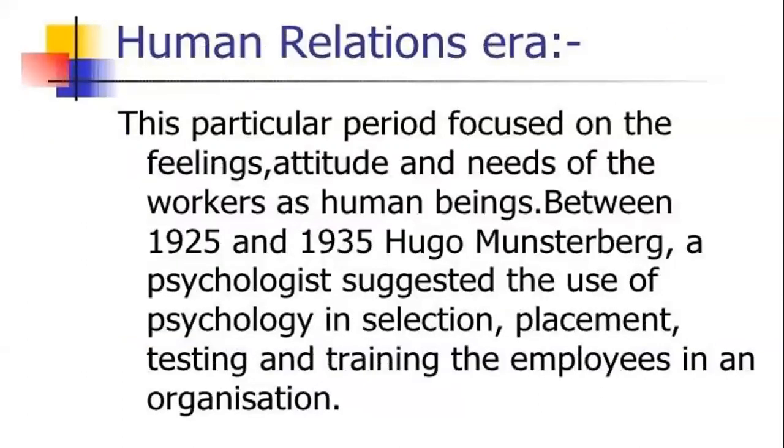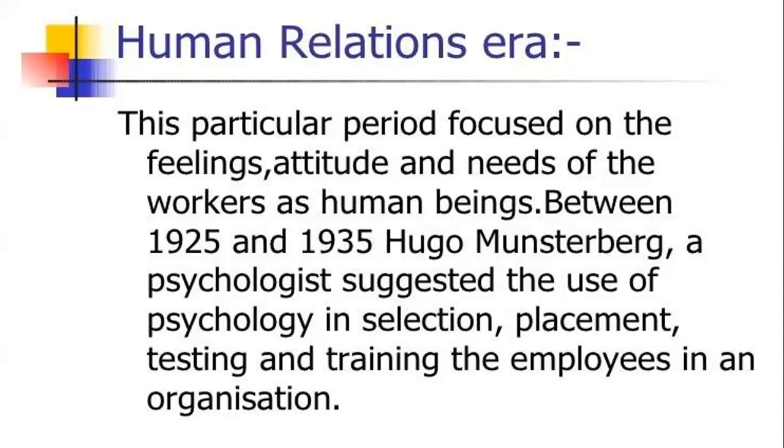And then the next era is going to be the human relations era, where there was special focus on aspects like the feelings, the attitude, and the needs of the workers as human beings. What we can see here is that between 1925 and 1935, Hugo Munsterberg, a psychologist, suggested the use of psychology in selection, placement, testing, and training of employees in organizations, which means the psychological development of a person has to be understood much more predominantly over the other aspects being used by companies, right?